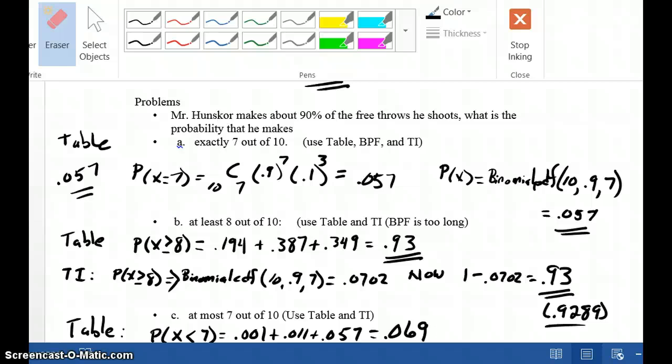But what if we just use the formula? Then I'm going to have combinations 10 choose 7, 0.9 to the 7th power, 0.1 to the 3rd power, and again, if I crunch that out, I get 0.057. If I use the TI-84, then I'm going to say binomial PDF, parentheses, 10, 0.9, 7, which equals again 0.057. So in all of those cases, we get the same value. Please look at them and do those each separately so you're getting enough practice for each kind.